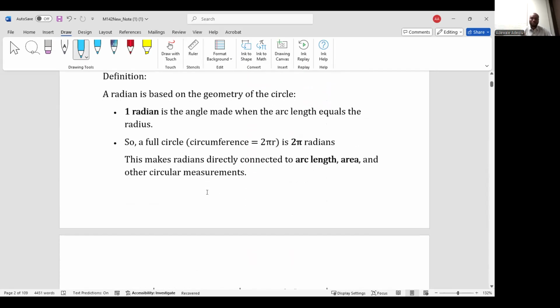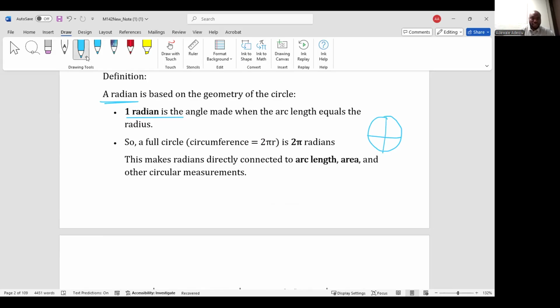So let us consider the definition. A radian, or angle in radian, is based on the geometry of the circle. I talked about that by studying the circle itself. Okay, 1 radian. Now, let's see this. 1 radian is the angle made when the arc length equals the radius. Look at this. Consider this circle.